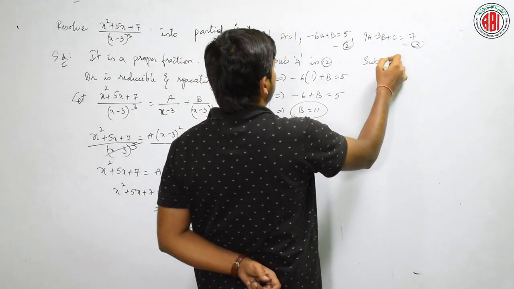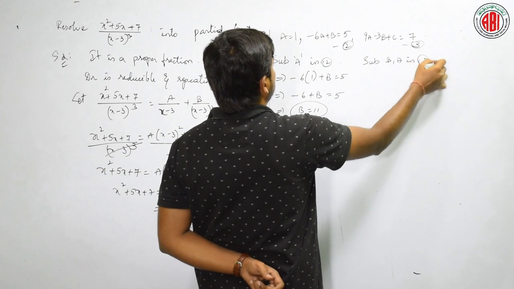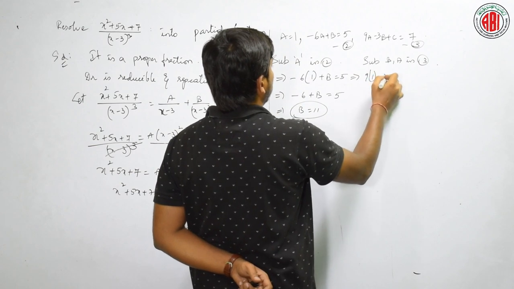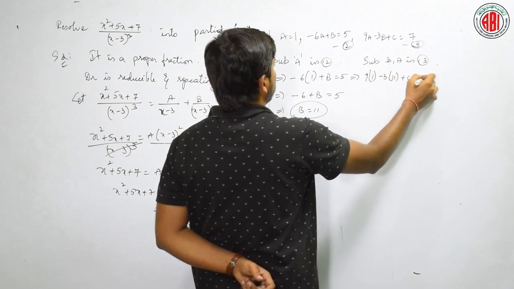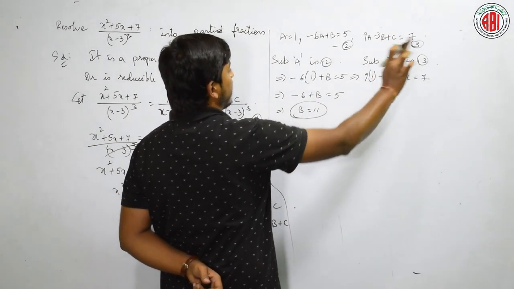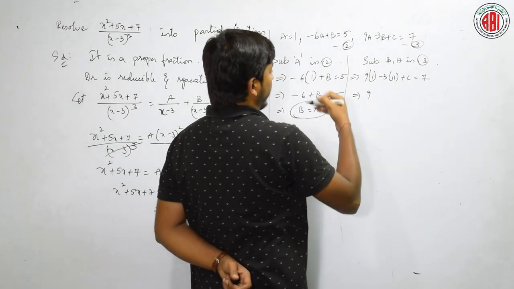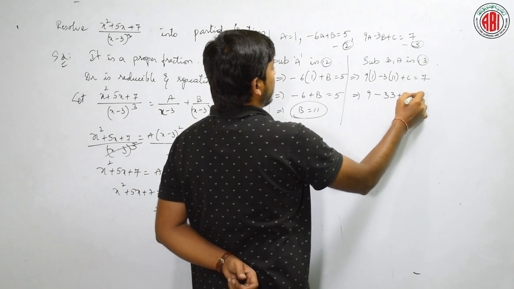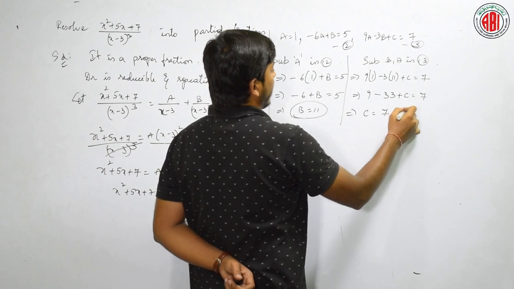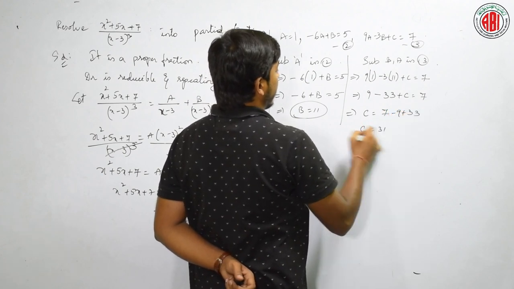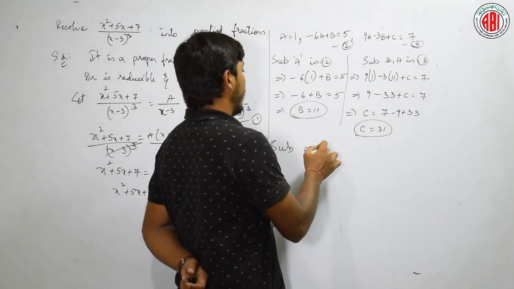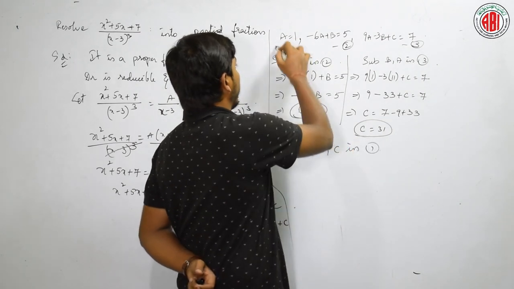Similarly, substitute a and b in 3. We get 9 into 1 minus 3 into 11 plus c equal to 7. So, 9 minus 33 plus c equal to 7. Therefore, c is equal to 7 minus 9 plus 33. Therefore, c is 31, isn't it? So, let us substitute a, b, c in 1.